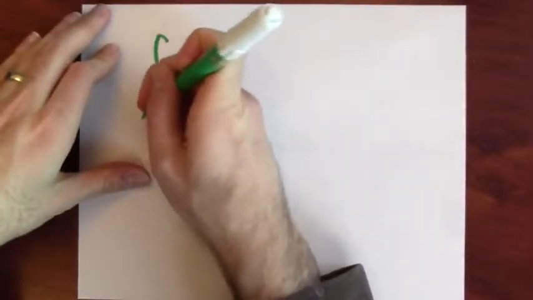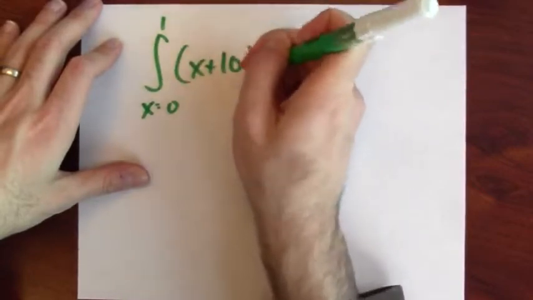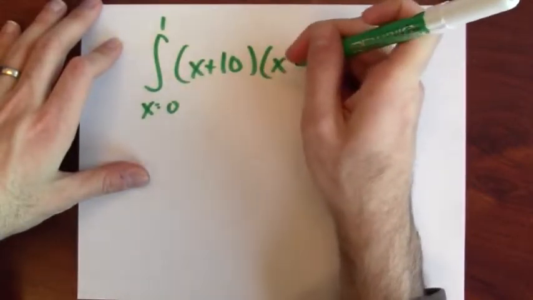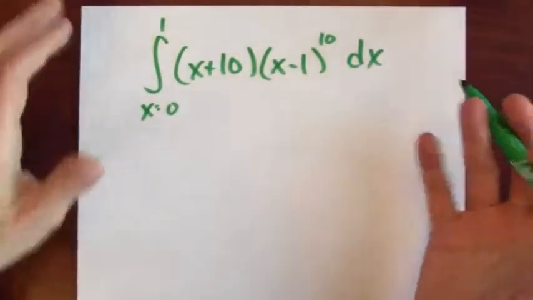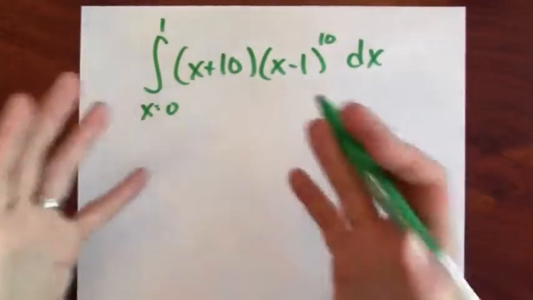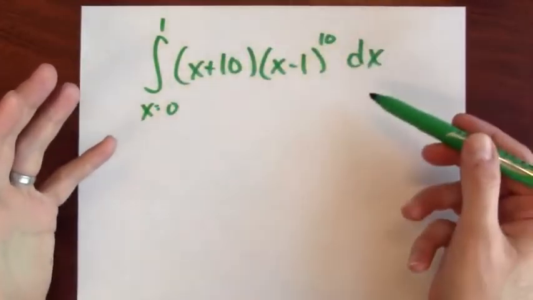Even integrating something as easy as a polynomial can be rather surprising. Let's integrate from x equals 0 to 1 the polynomial x plus 10 times x minus 1 to the 10th power dx. So here's an integration problem for a polynomial. Your first inclination might be, oh, I know what to do, just have no fear. I'll just expand everything in sight.